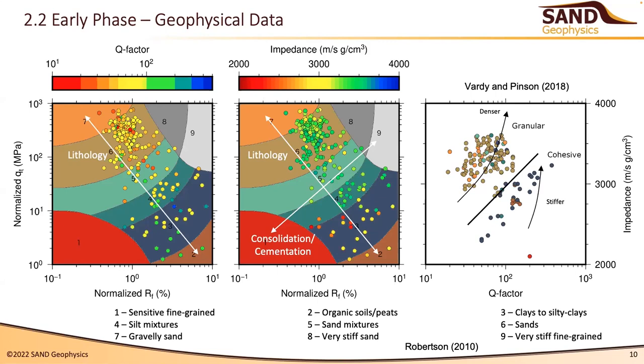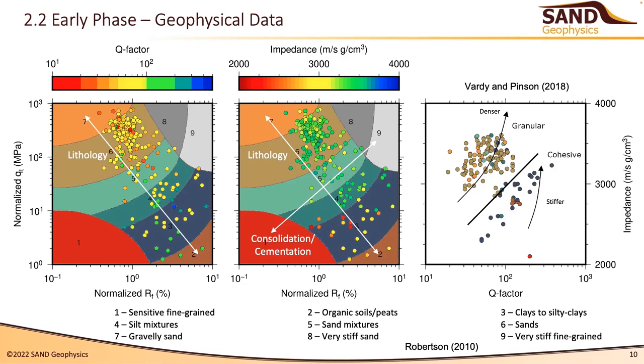If we look at the Q factor, for example, what we find is that cooler colours, as you go into the greens and the blues, tend to plot down towards the bottom right of the plot. So that's into the fine-grained part of the soil classification chart. The warmer colours, particularly as you get into the oranges and reds, plot up in the top right, so you're getting into the more granular, coarse-grained part of that soil classification chart.